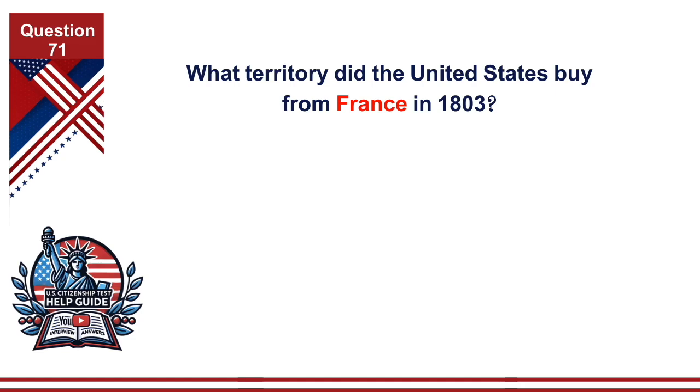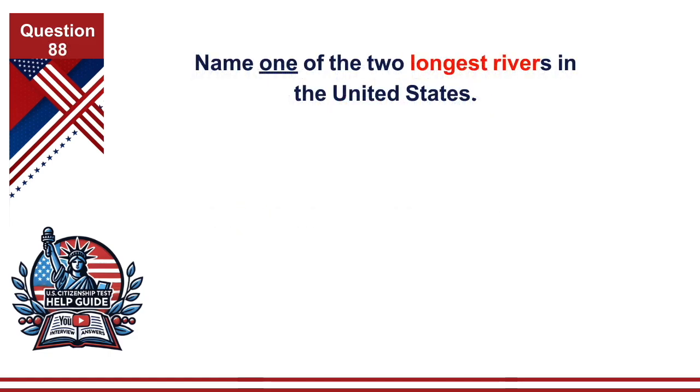What territory did the United States buy from France in 1803? The Louisiana Territory. Name one of the two longest rivers in the United States. Missouri River.